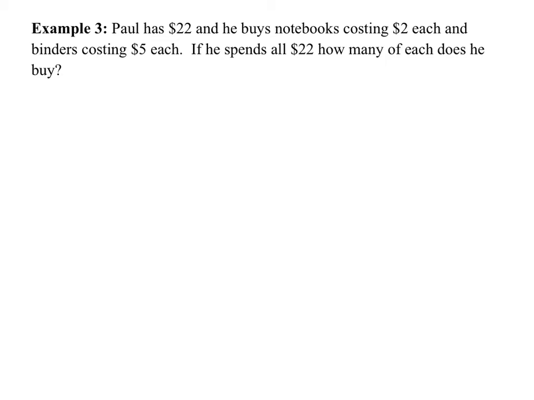Now, visually, how would you think about this? He's got $22, and it's $2 for a notebook, $5 for a binder. So what do I start with? 2x plus 5y equals 22.